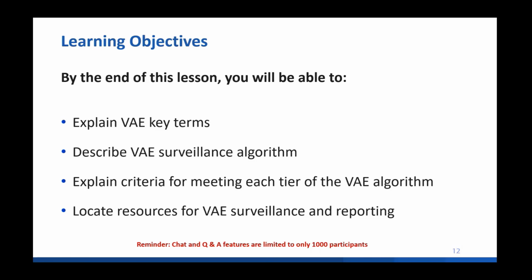And these are our learning objectives for today. By the end of today's presentation, you should be able to explain VAE key terms, describe the VAE surveillance algorithm, explain the criteria for meeting each tier in the VAE algorithm, and locate resources for VAE surveillance and reporting. And all of this is based on information that can be found in Chapter 10 of the NHSN Manual.